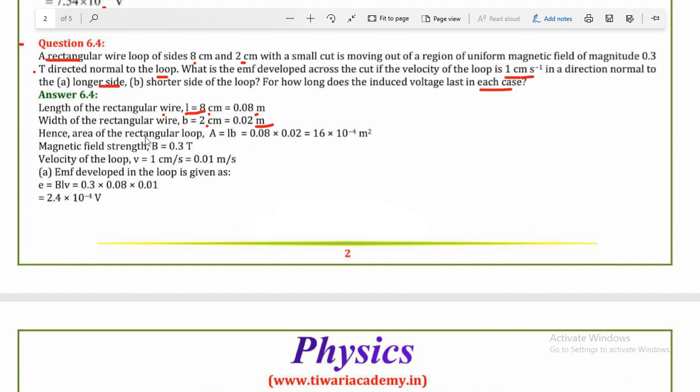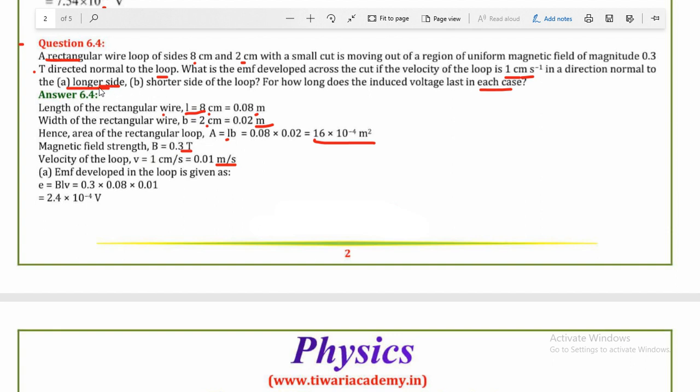Hence area of the rectangular loop is A = L times B. So the total area of the rectangular loop will be 16 × 10^-4 meter square. And the magnetic field strength is given, that is 0.3 Tesla. Now the velocity of the loop is V = 1 centimeter per second, that will be 0.01 meter per second, right? So the first case is when it is moving normal to the longer side.